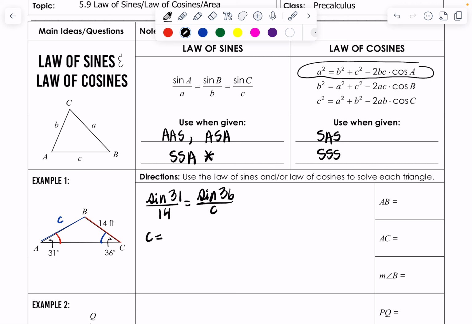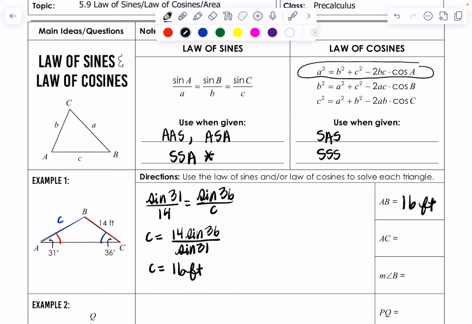And then, of course, solve for C. Remember, you cross multiply and solve here. So this would be 14 times the sine of 36 divided by the sine of 31. At this point, you're just going to plug it all in your calculator. We're going to round to the nearest tenth, just like we did on the other ones from before. And that one ends up being 16, and this is feet, because that's the units given in the problem.